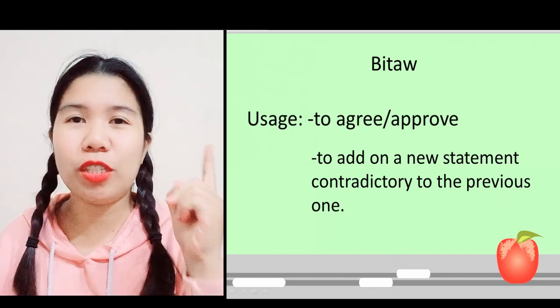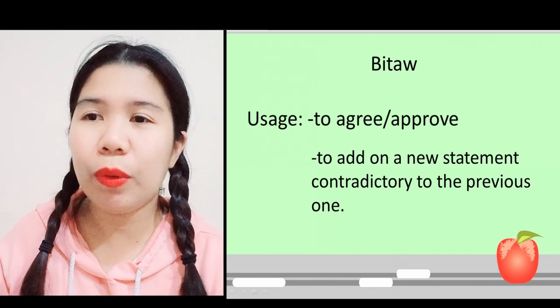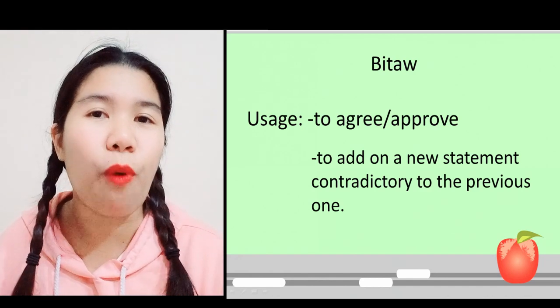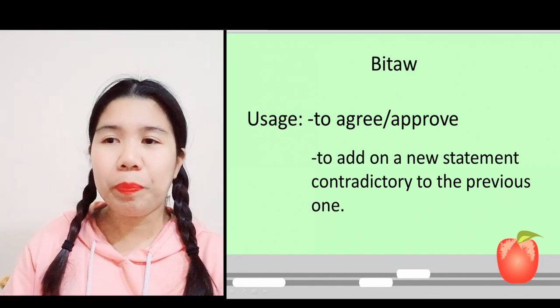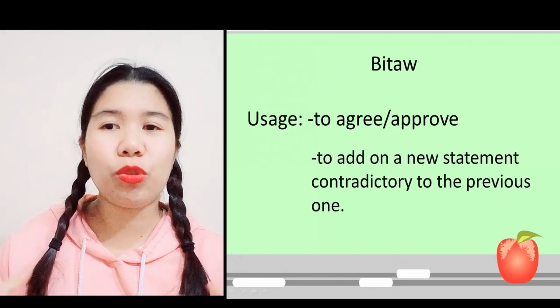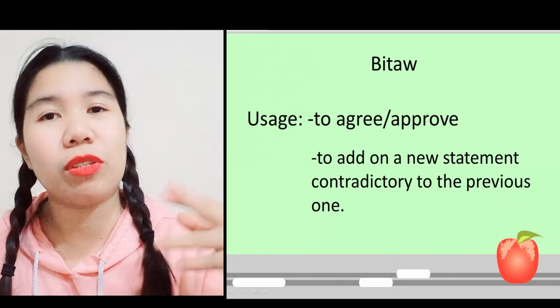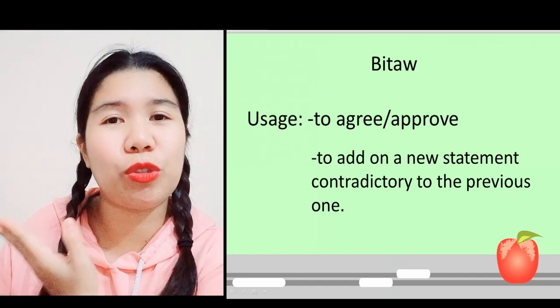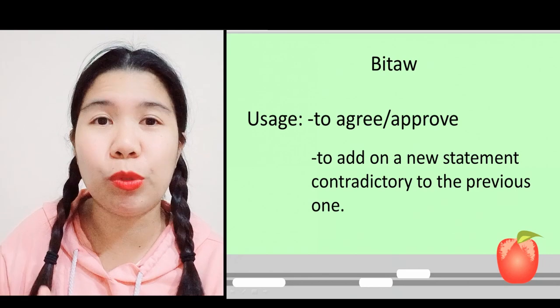Okay? So, let's first start with Bitaw. You can use Bitaw when you agree or approve of someone. Or you can also use Bitaw if you want to contradict your previous statement. So for example, you said something, then you want to contradict it, so you will use Bitaw.